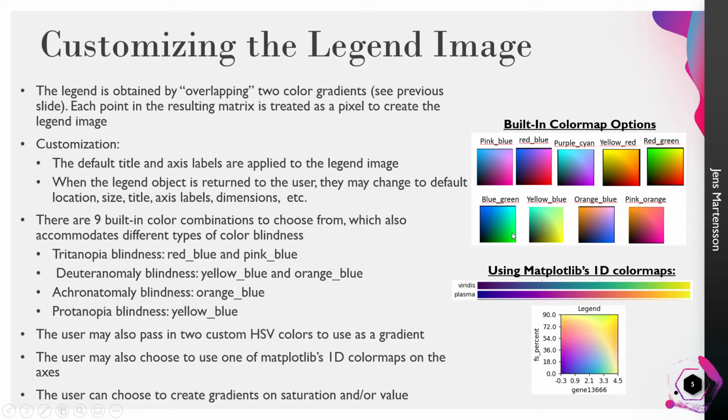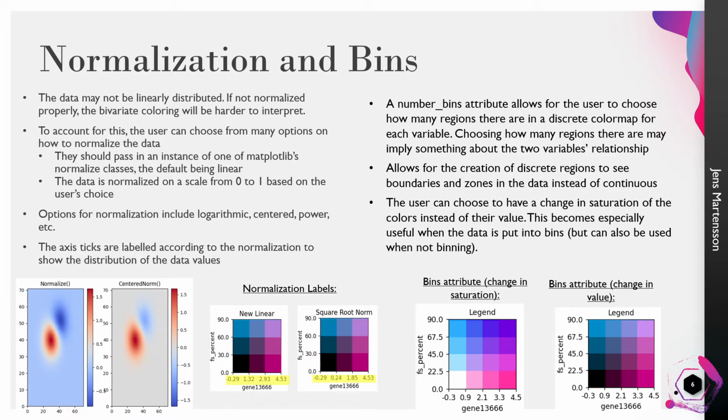If the user doesn't want to use these color options, they can also pass in their two custom HSV colors, or they can choose from one of many Matplotlib's one-dimensional color maps to be used on each axis. Sometimes the data may not be linearly distributed, which is why it's very important to be able to normalize the data before mapping it to a color. Many different normalization options are available, such as logarithmic, centered around a certain point, and power relationships, such as x squared. After the data is normalized, the legend is also labeled accordingly to reflect that normalization.